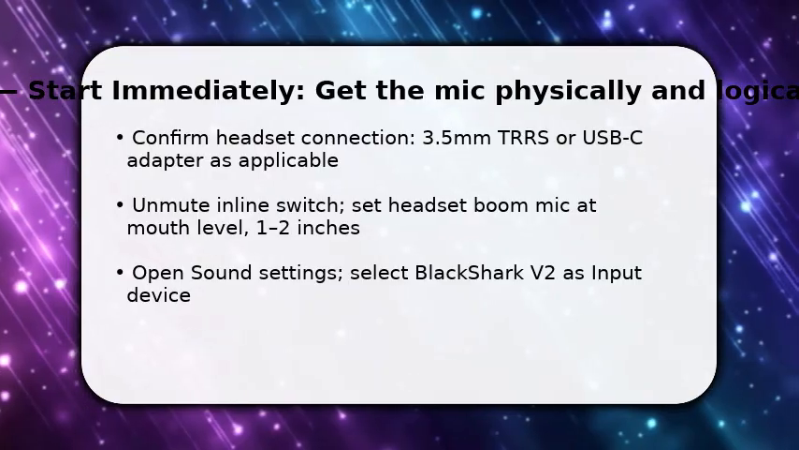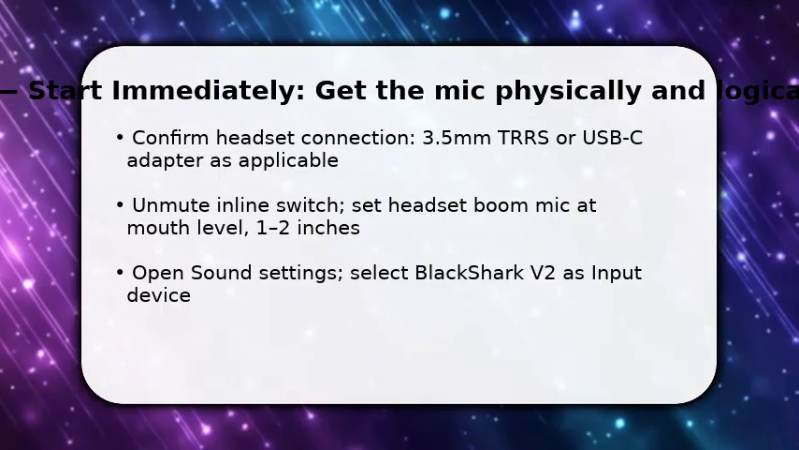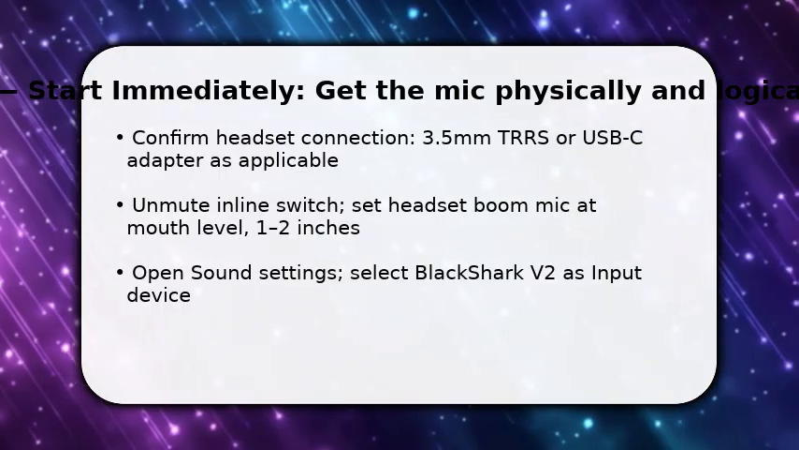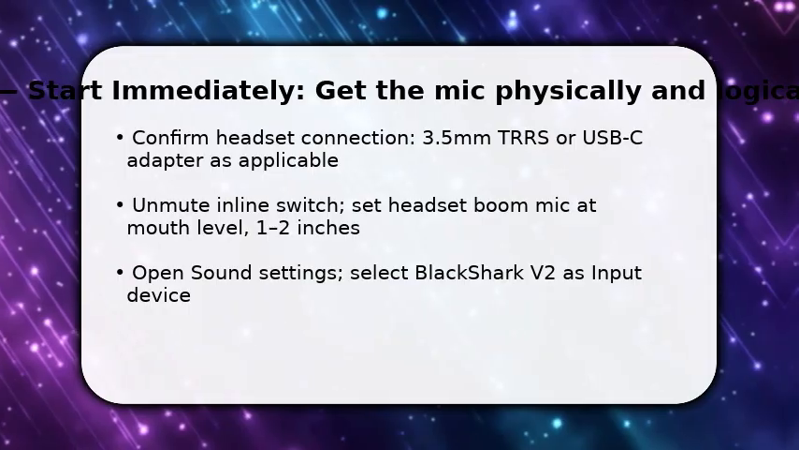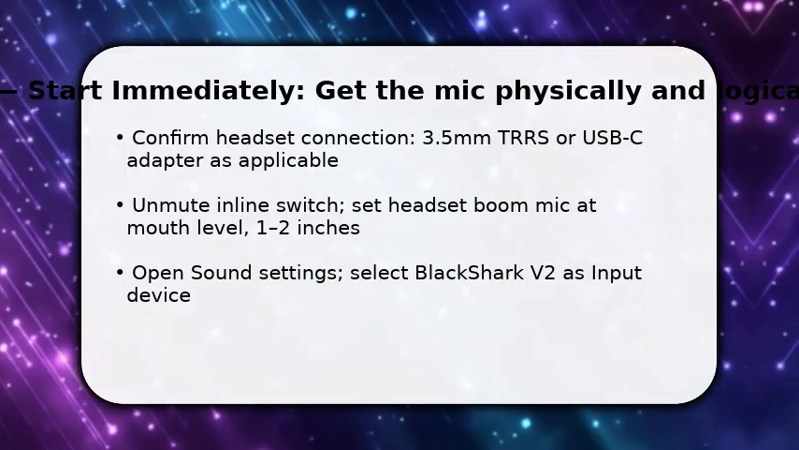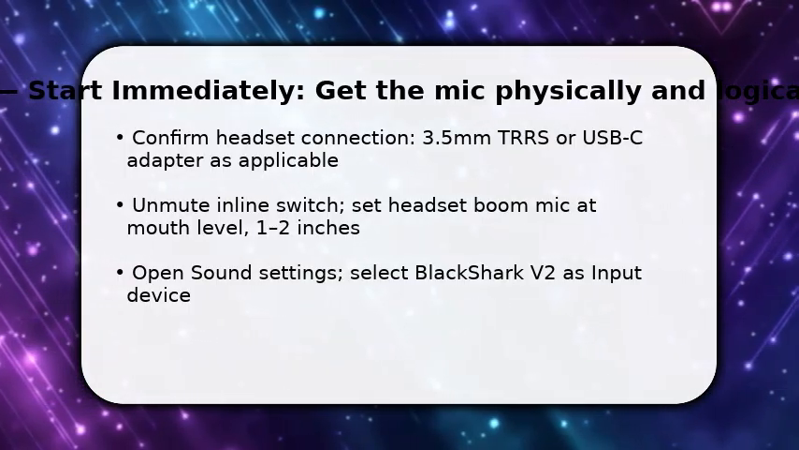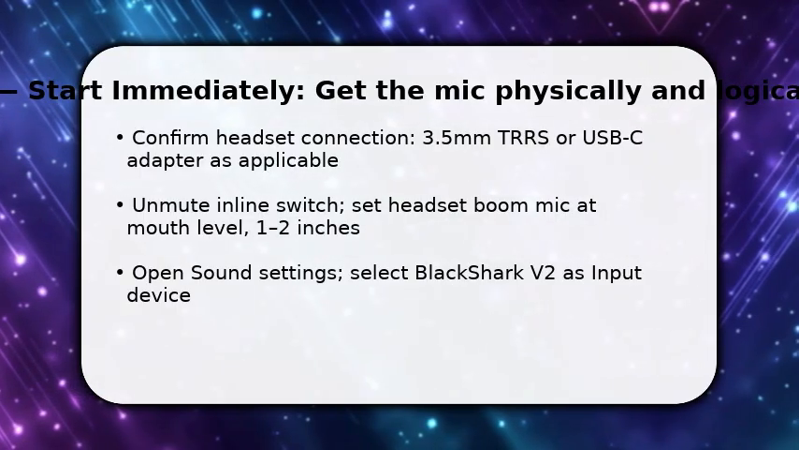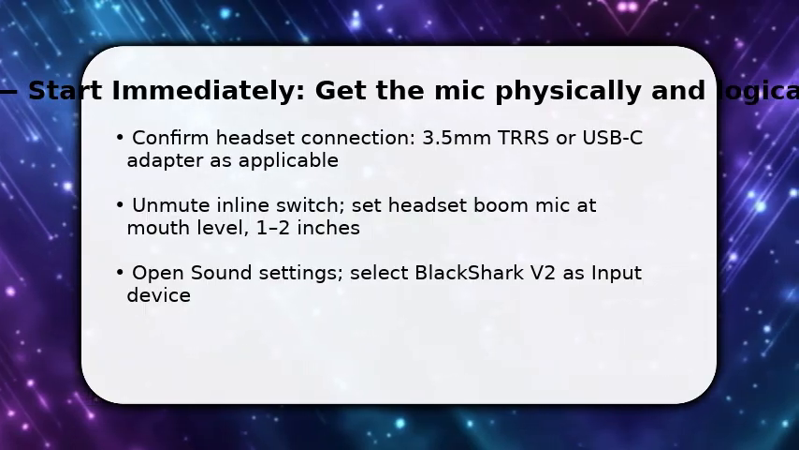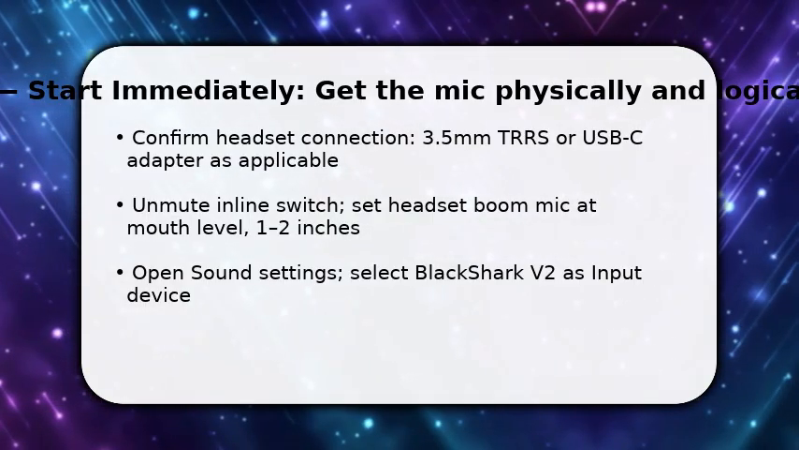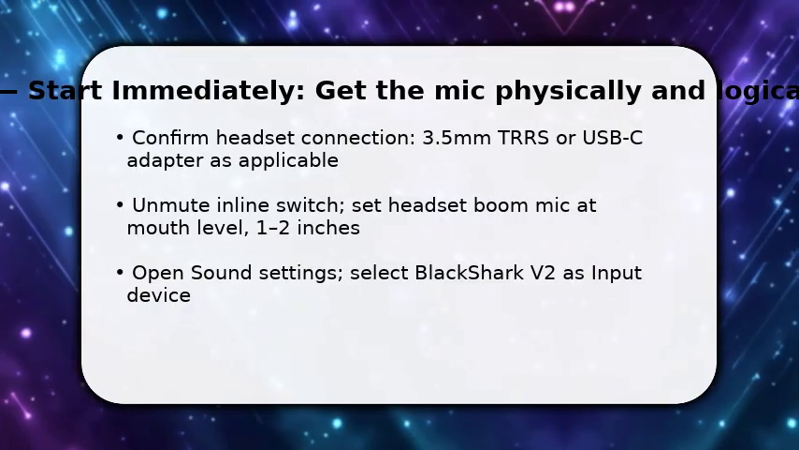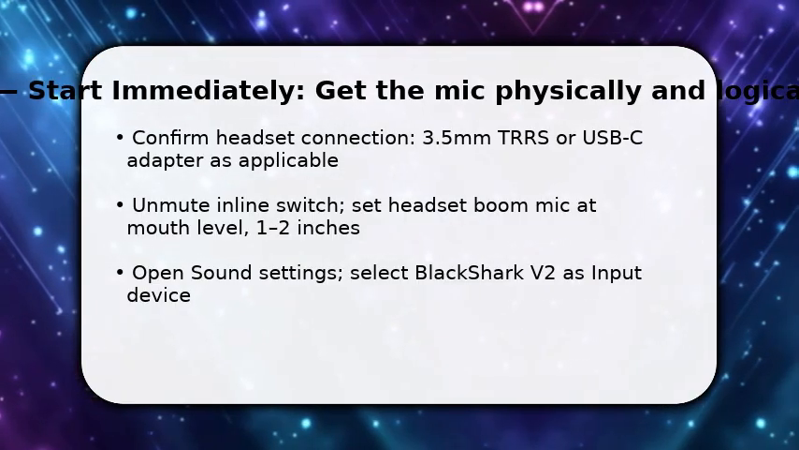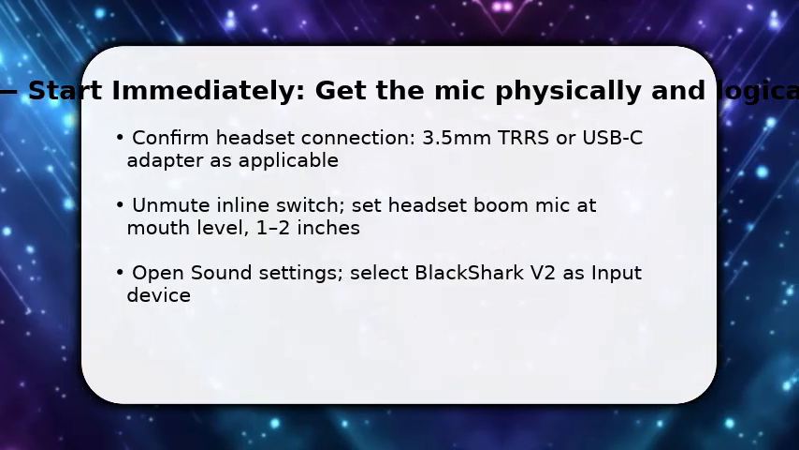Do this now. Plug the headset into the correct jack, or use the USB adapter if you have one, because the wrong port gives no signal. Make sure the inline mute is off and position the boom 1 to 2 inches from your mouth for clear capture. Next, open your system sound settings and choose Razer BlackShark V2 as the input device so the OS routes audio from the correct source. This avoids common misrouting errors.